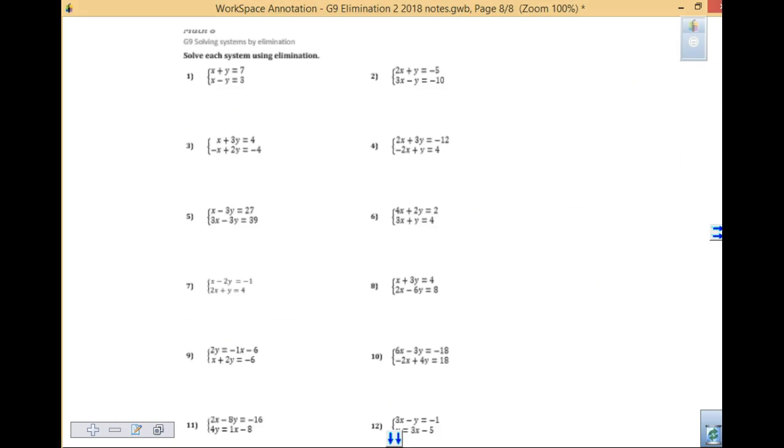So, infinitely many. Yeah, 4 equals 4. 7 equals 7.